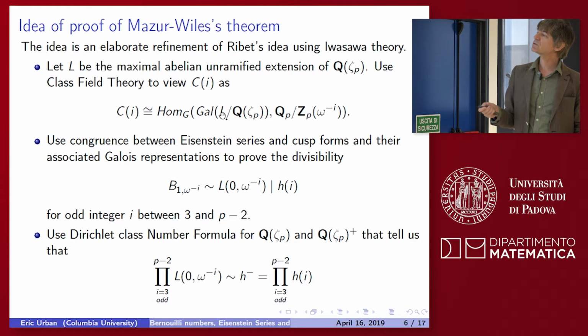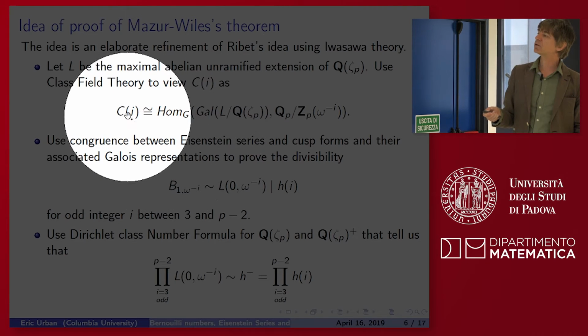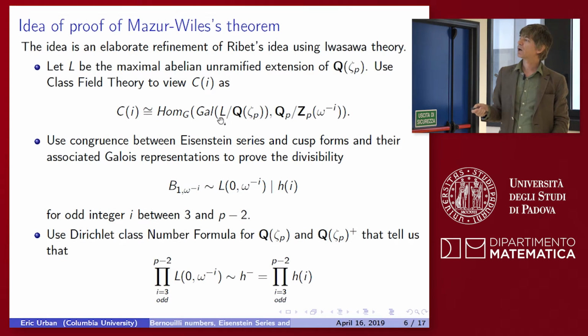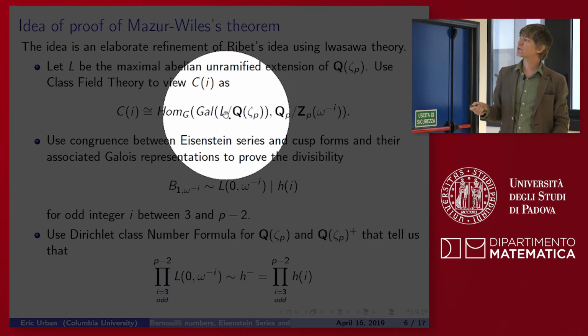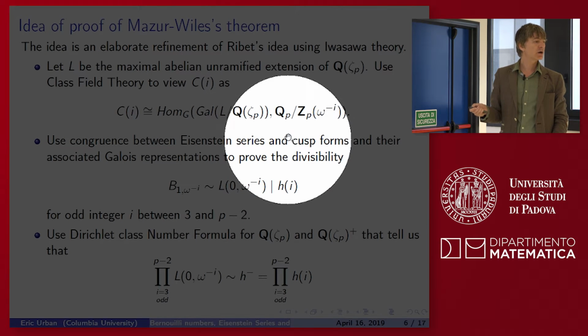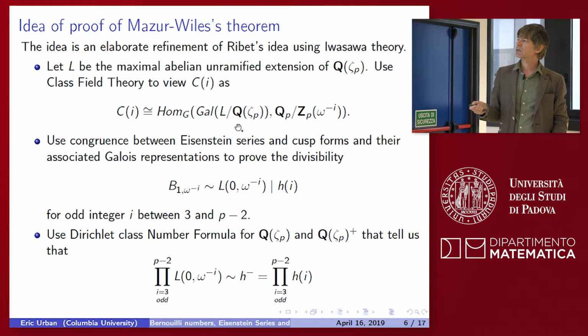So therefore, studying C of I is equivalent to studying this Galois group here. And it's equivalent to finding abelian extensions of Q(ζ_p) which are unramified everywhere. So this is the first step.